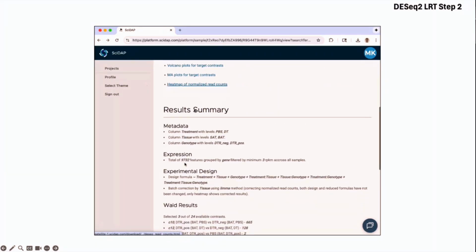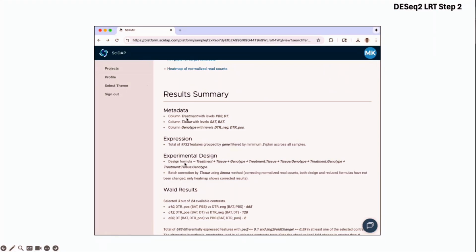You also have the results summary. It is based on the inputs that you also provided in step 1. So the metadata, the number of genes used, what was the experimental design, and then how many contrasts you selected and how many genes were identified as significant for each of these contrasts.